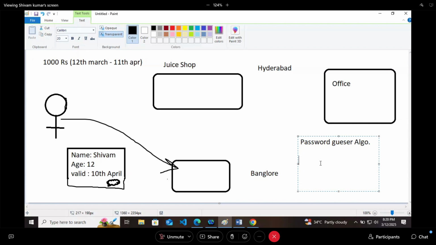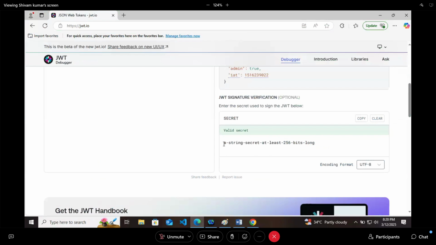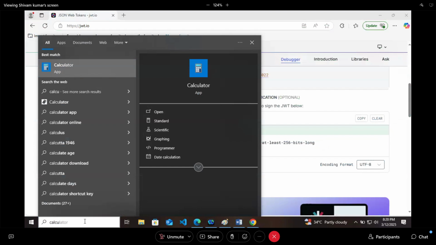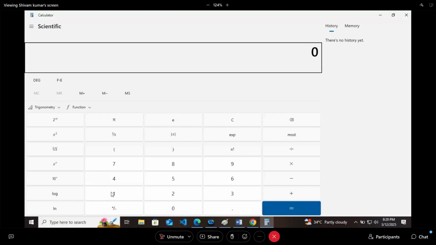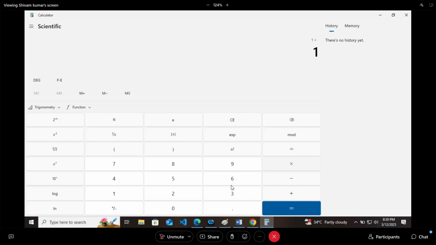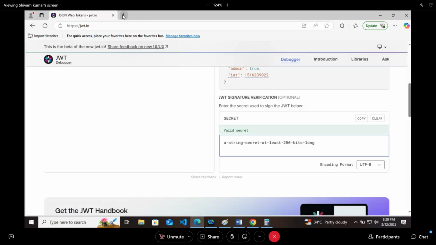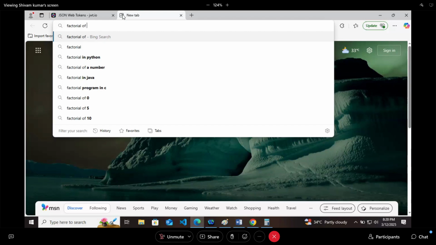A lot of things are there. That's why you should maintain a string that is 256 bits long. It means you can't even calculate how many passwords there will be, because 256 length means the password combinations will be 1 multiplied by 2 multiplied by 3 multiplied by 4, 5, 6, 7, 8, 9, 10, till 256. So by the way, this is the factorial of 256. So we will check here the factorial of 256.